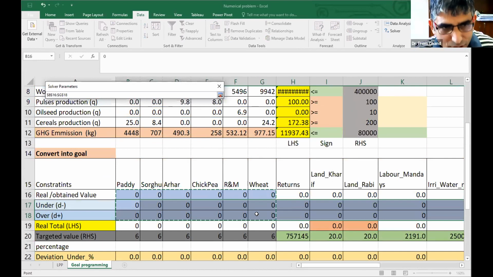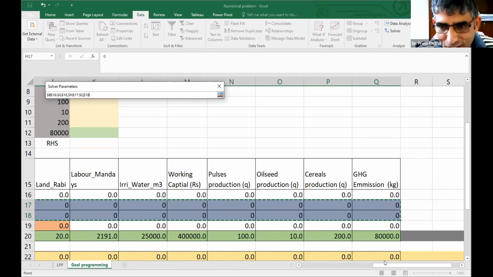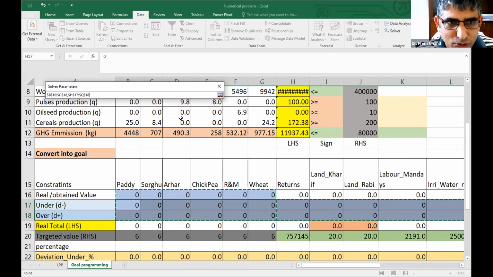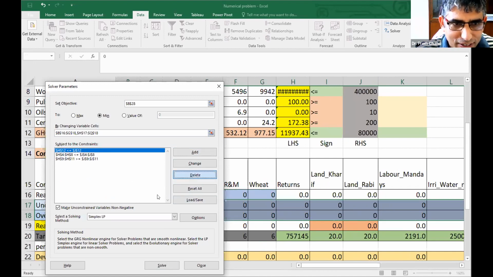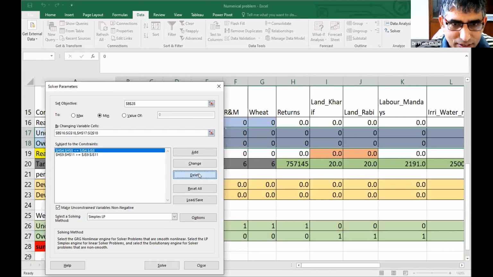And I will put comma and, sorry, I can change this also, and this also. So I want to change, or I can change this one. So my decision variable is this one. And now these I will delete, these I will delete, these I will delete.